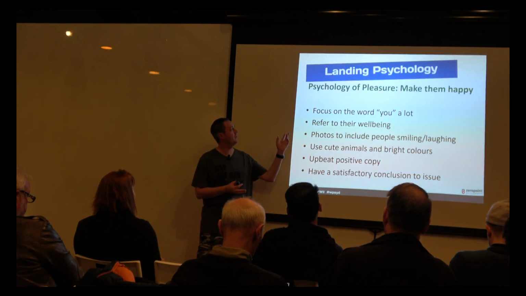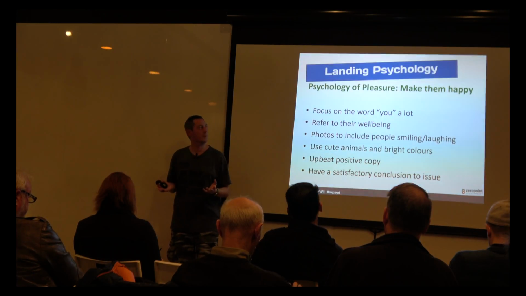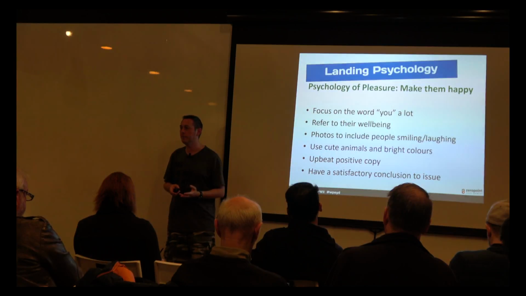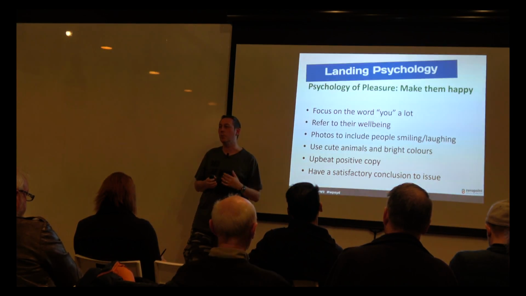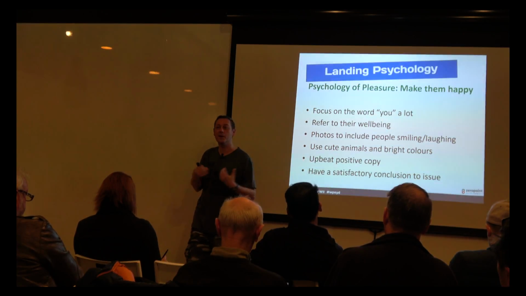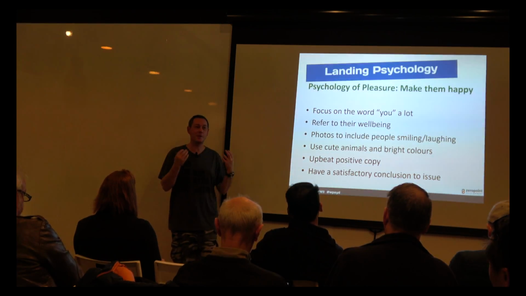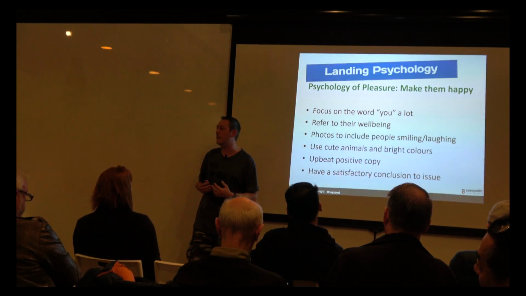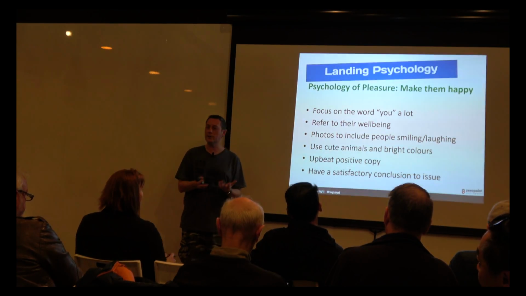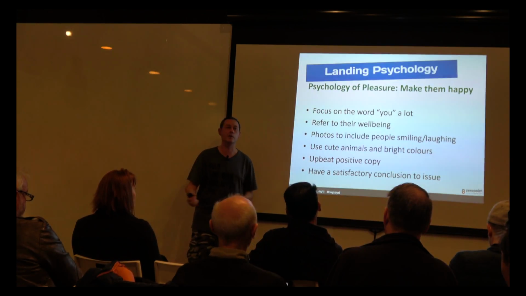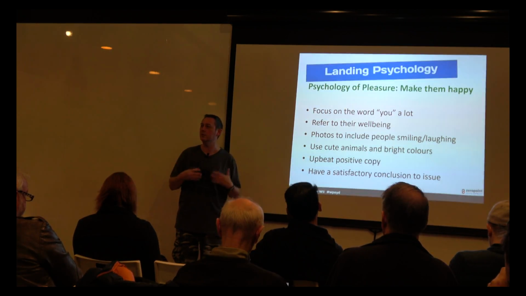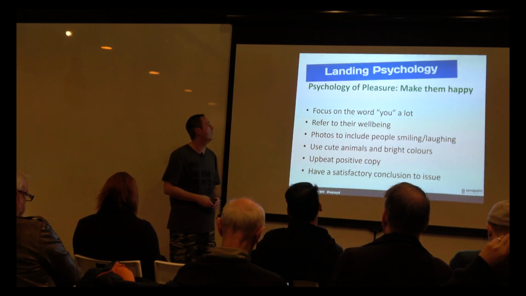So the first one is the psychology of pleasure. That is making people happy when they go on the landing page. You can do that by changing words in your copy to "you". People are very selfish and they like to think about themselves, what they like, and the benefits they're going to get. So tell them that. Use a lot of "you" words. You will get this, you will experience that, you will be happy when you do this. A lot of "you" words, put it on them.